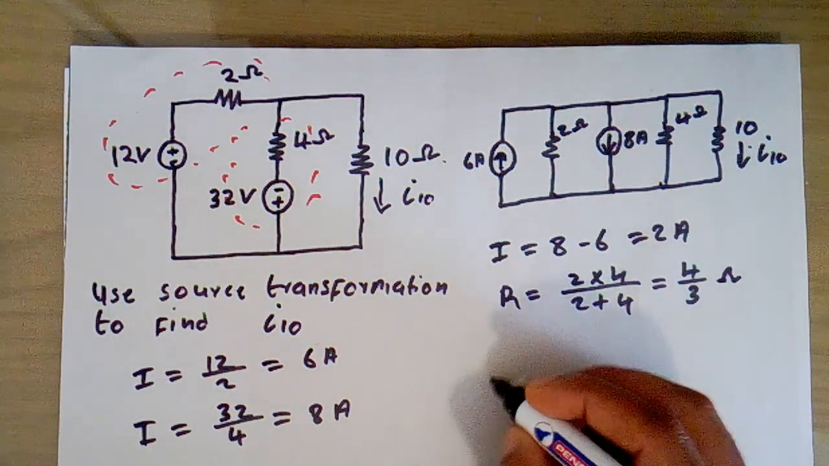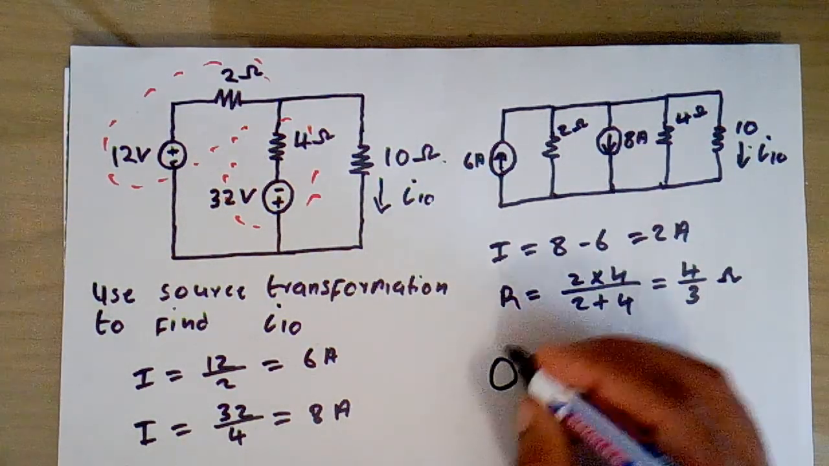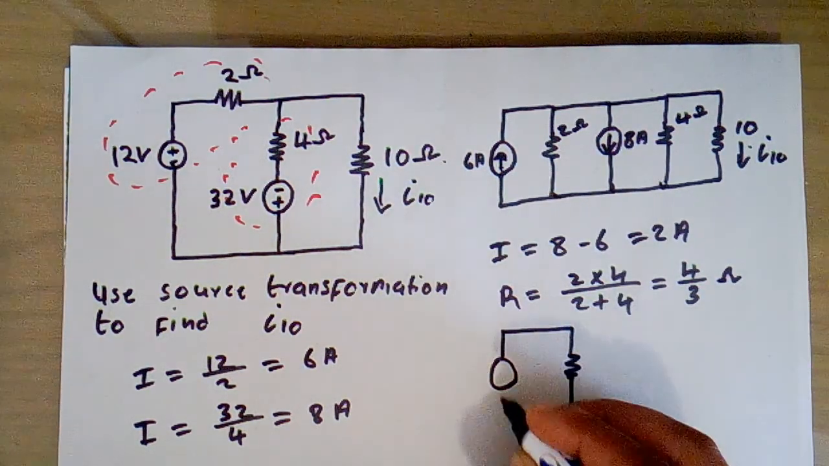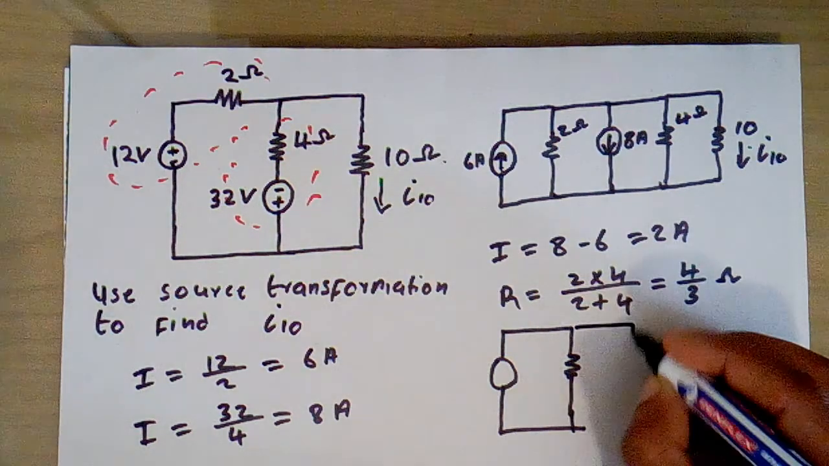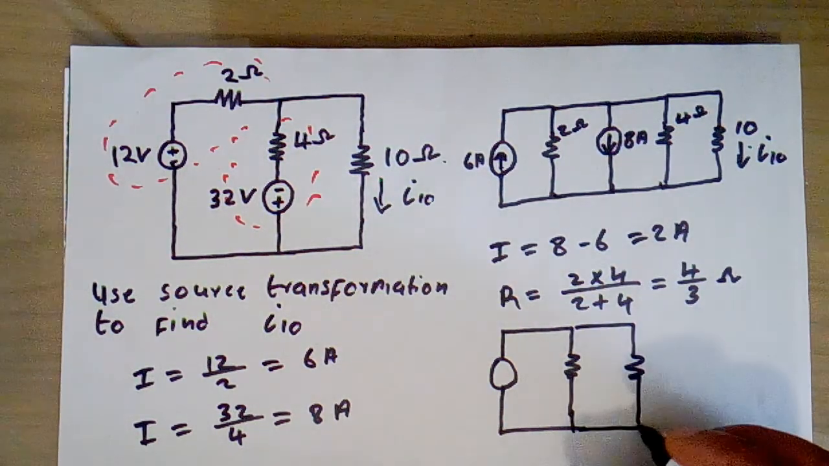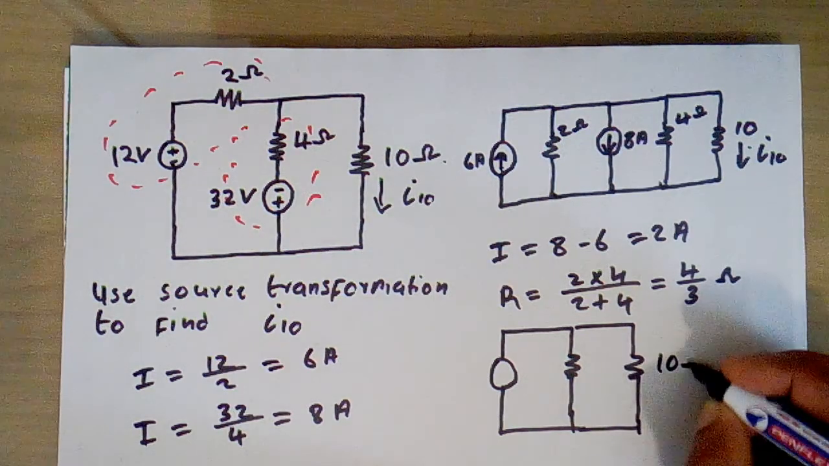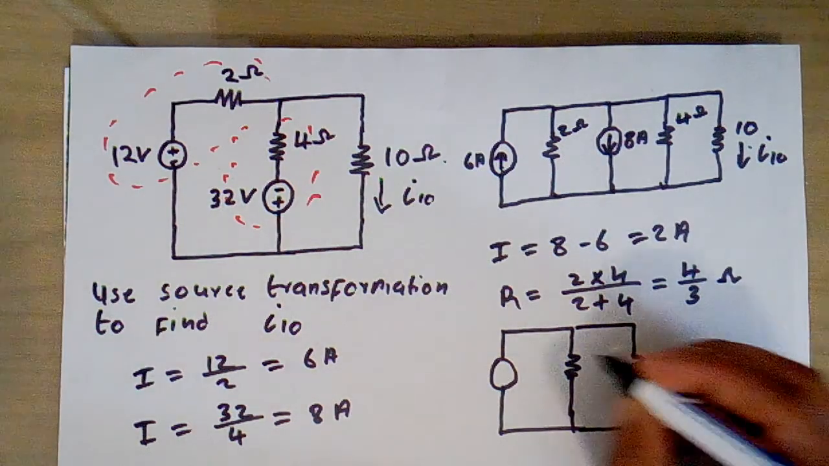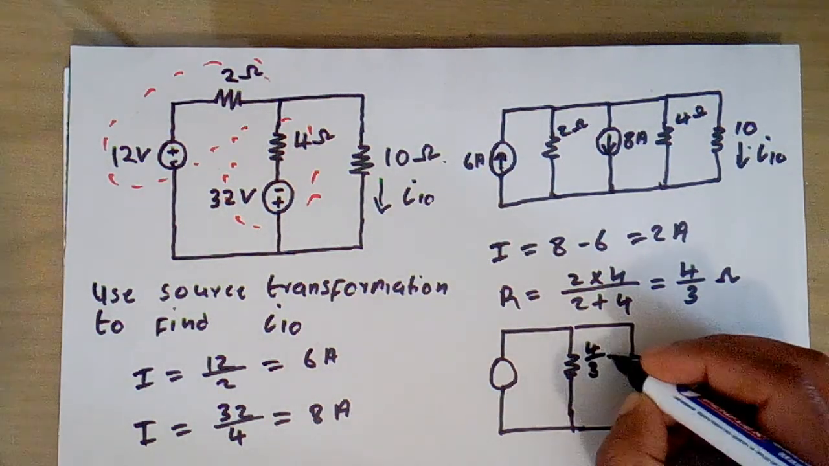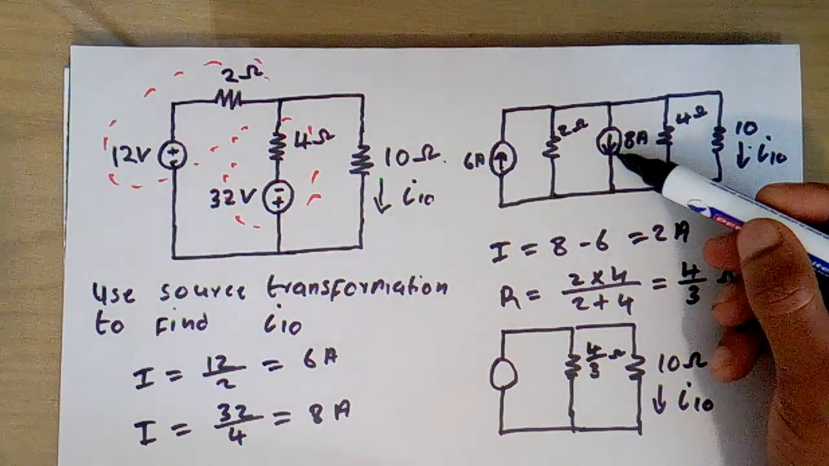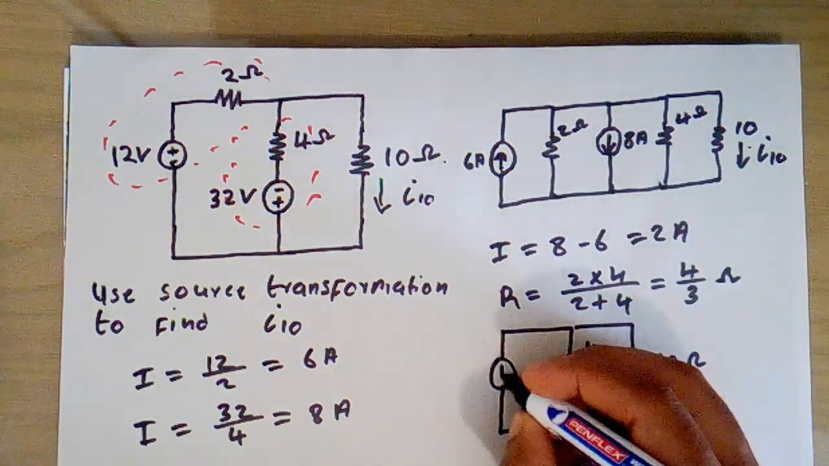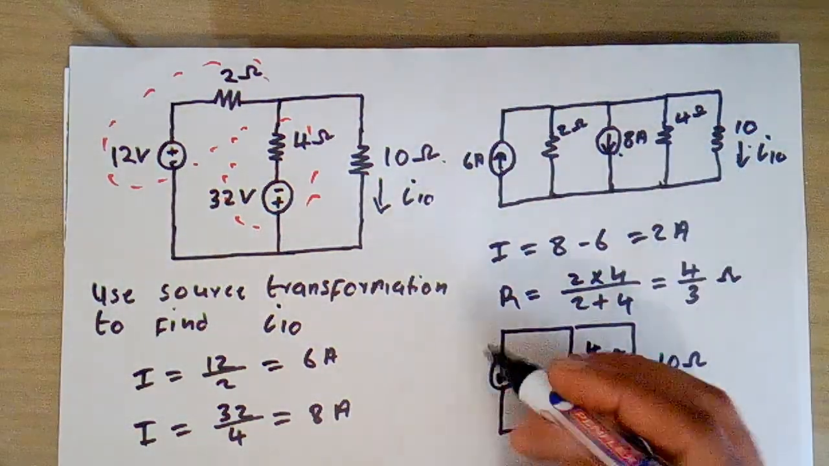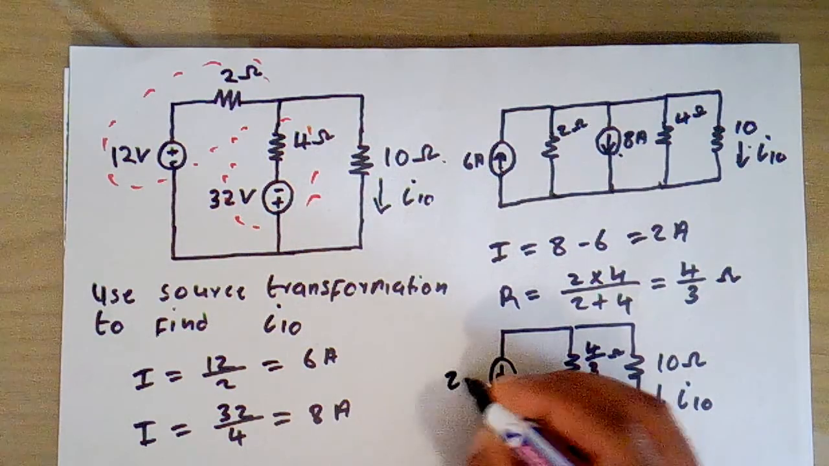So now our new circuit, and this is 10 ohms, and this is 4 over 3 ohms. And now since the 8 is greater than 6, this takes the 8 ampere direction. So therefore this is 2 ampere.